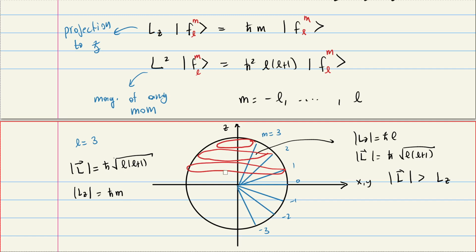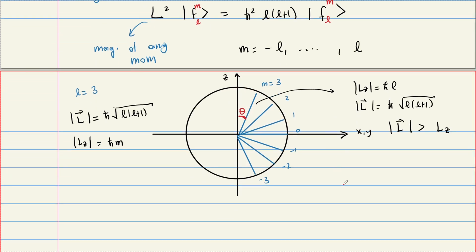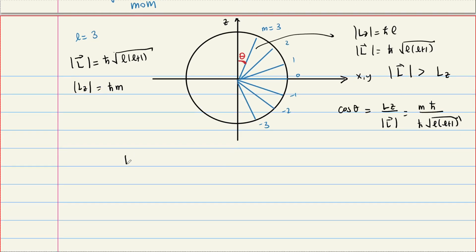And the angle here, let me erase this to reduce clutter. So there's, for example, the angle theta. It's also not arbitrary, right? In real space we can have any angle, but in the quantum case, cosine theta is limited by the magnitude of Lz divided by the magnitude of L, and it's going to be m h bar divided by h bar root L plus 1. So Lz is always less than L.